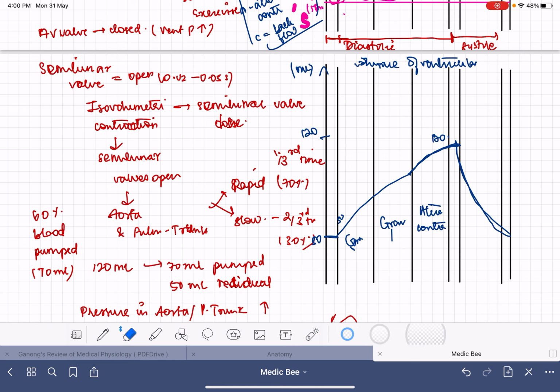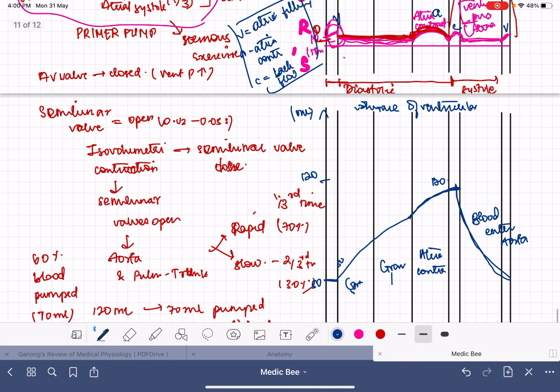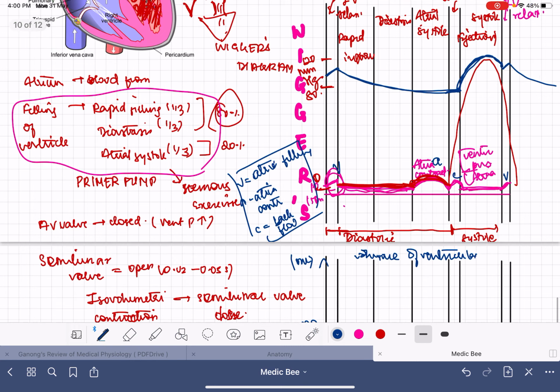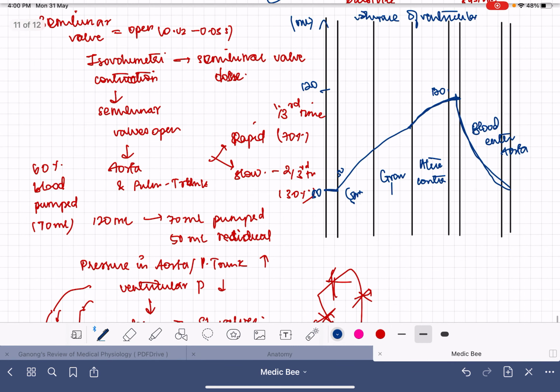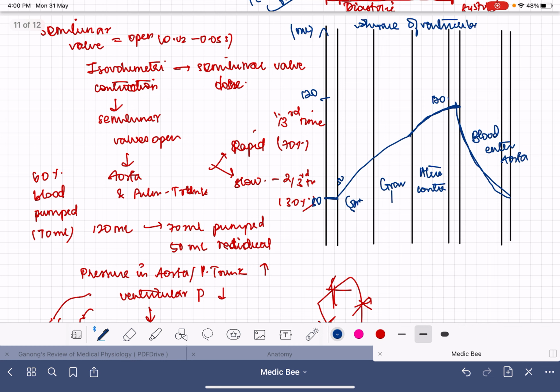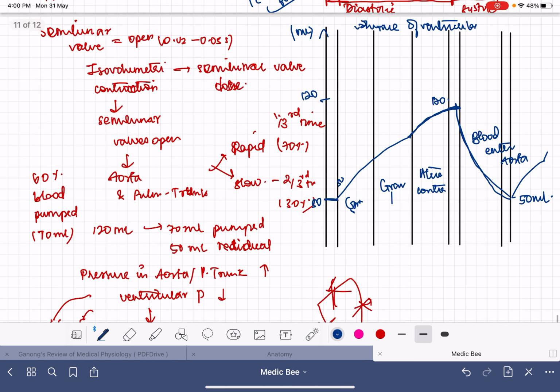Again due to ventricular contraction, the blood entered the aorta. Since we are seeing the left ventricle in this example, we are just considering the right atrium and the left ventricle for this example. So again as the blood enters the aorta, suddenly it will fall back to 50 ml. Again it will rise, then there will be a fall. So these are the different changes in the ventricles.